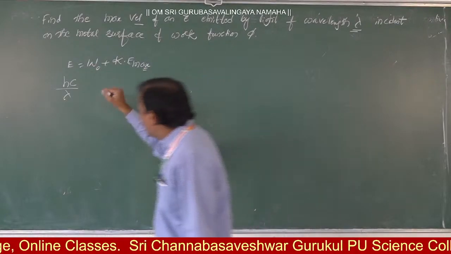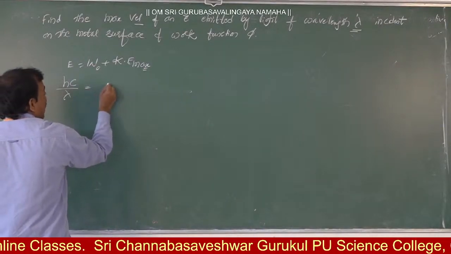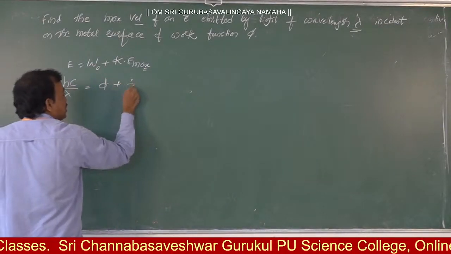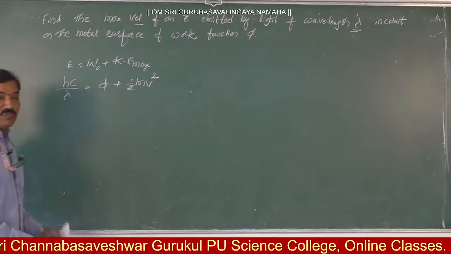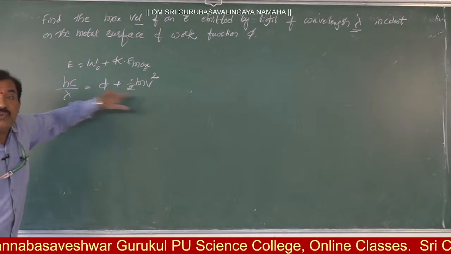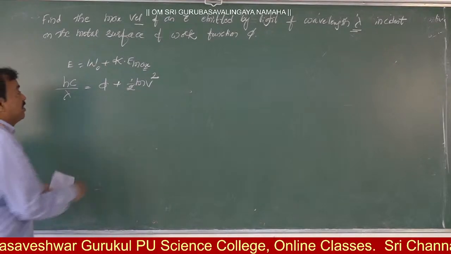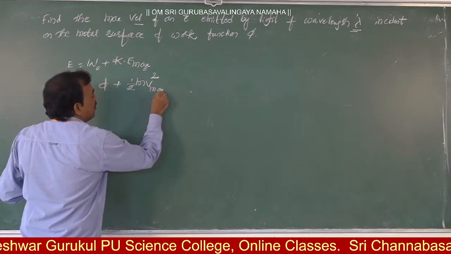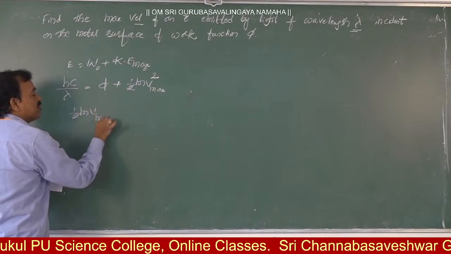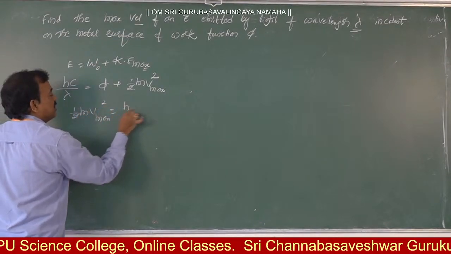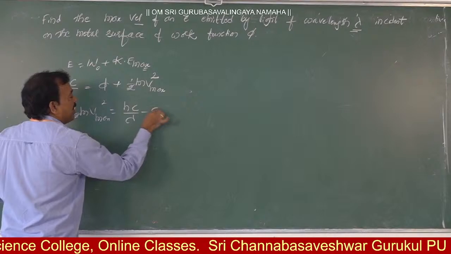Next, W naught is equal to phi. Ke max is equal to half mv square. From this equation you have to find the value of V, the maximum velocity. So what is that equation? Half m v max square is equal to hc by lambda minus phi.